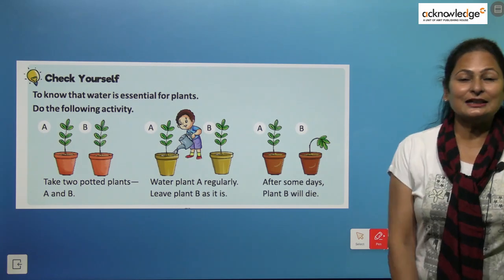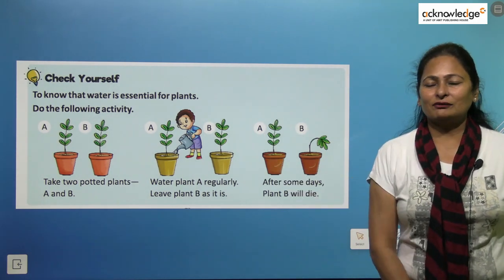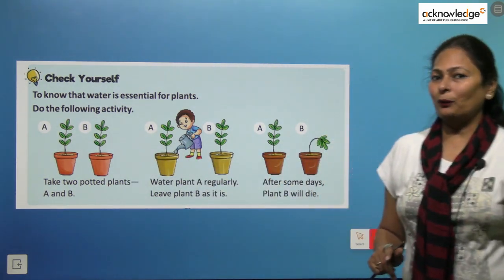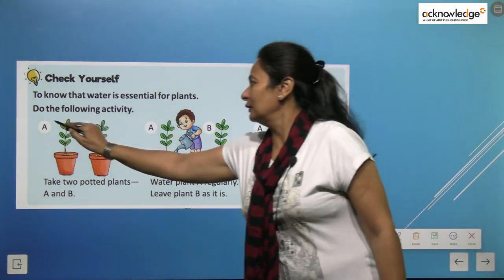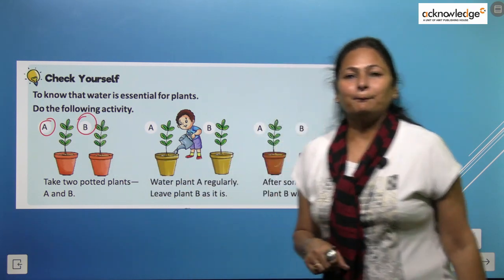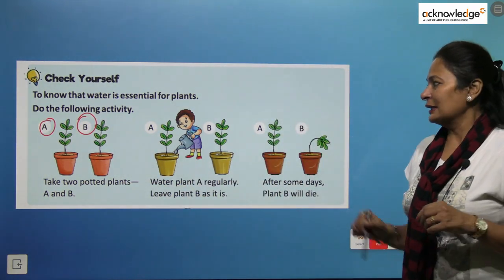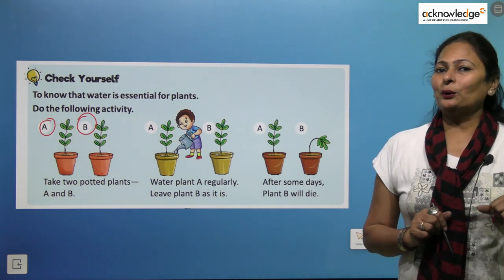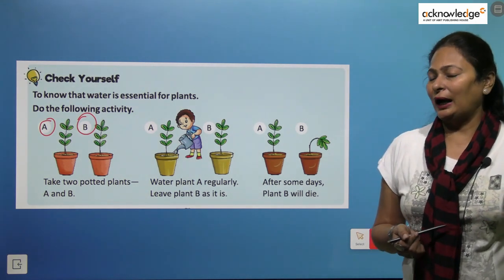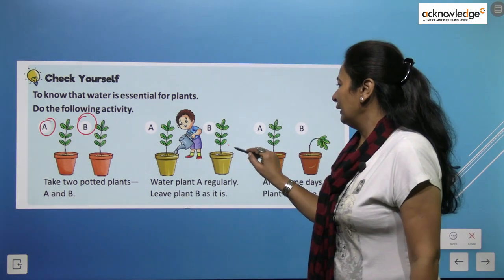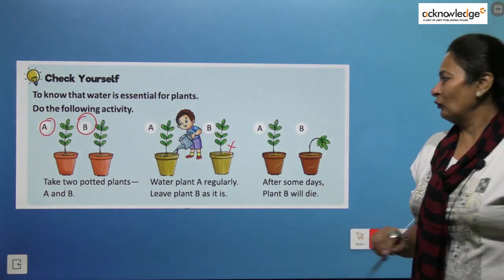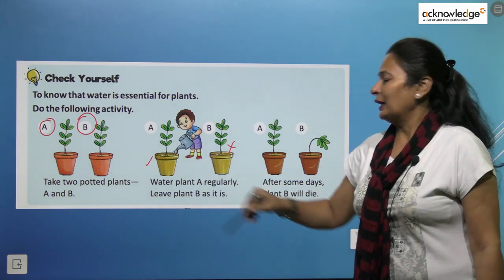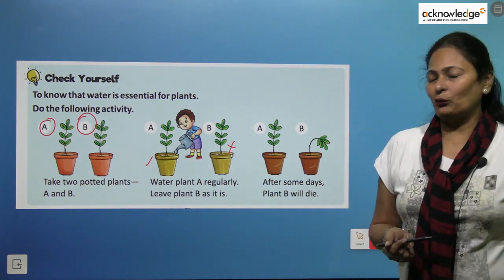Now, check yourselves. Have a glance at this picture, kids. Here, we have taken 2 potted plants, A and B. Now, keep watering plant A and don't water plant B. Here you are not giving water to this plant. What will happen? And plant A, you keep watering.